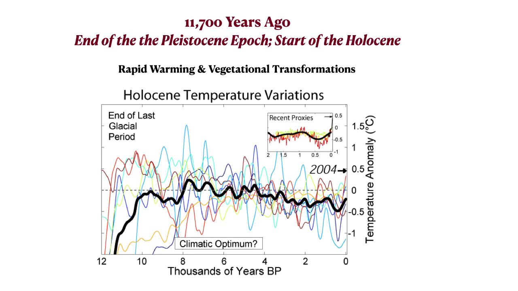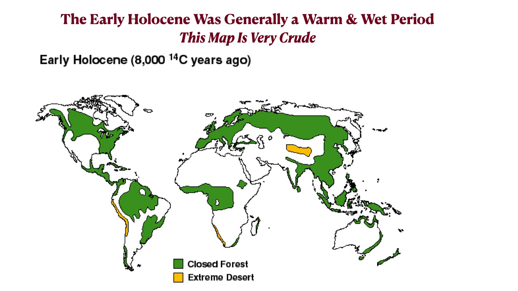But it's undeniable that at this time, 11,700 years ago, there was very rapid warming across the world and rapid vegetational change. The ice caps are retreating and big ones disappearing. Forests are spreading. There's also a few thousand years of very wet period where extreme deserts are greatly limited.